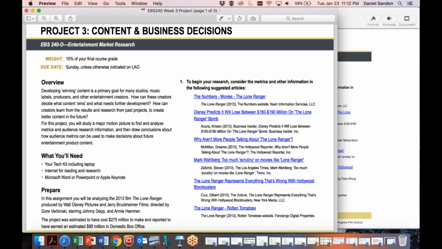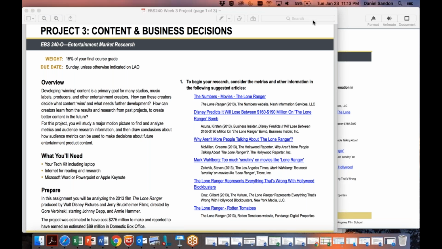What you'll need, as is typical, is your laptop. You'll need the internet, and you'll need either Microsoft Word or PowerPoint or Apple Keynote. Here's what you're going to prepare. It says, in this assignment, you will be analyzing the 2013 film The Lone Ranger, produced by Walt Disney Pictures and Jerry Bruckheimer Films, directed by Gore Verbinski, starring Johnny Depp and Armie Hammer. The project was estimated to cost $275 million to make and reported to have earned an estimated $89 million in domestic box office. Number one, to begin your research, consider the metrics and other information in the following suggested articles.